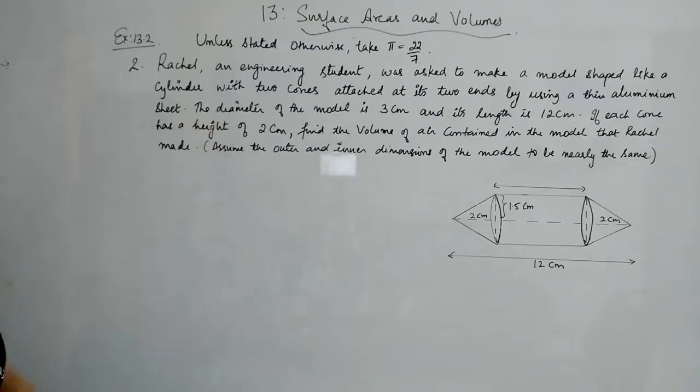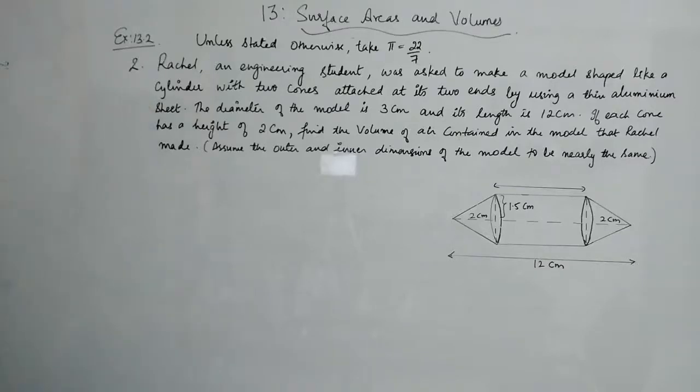The diameter of the model is 3 centimeter and its length is 12 centimeter. If each cone has a height of 2 centimeter, find the volume of air contained in the model that Rachel made. Assume that the outer and the inner dimensions of the model to be nearly the same. That means there is no change in the diameter or the radius of the outer and inner part. Okay, that's why this is given to be a thin aluminium sheet.